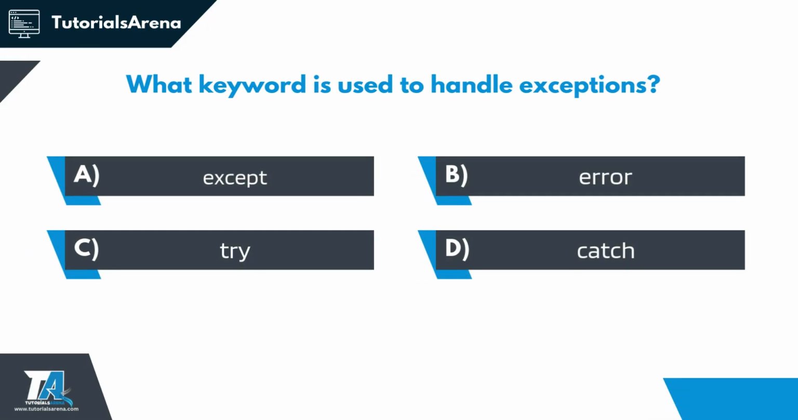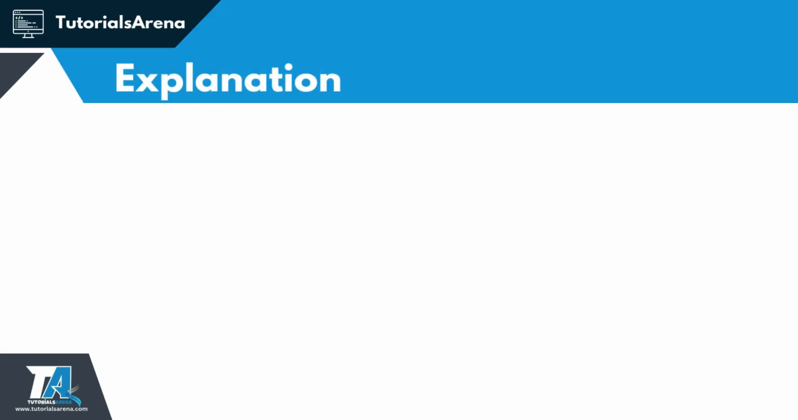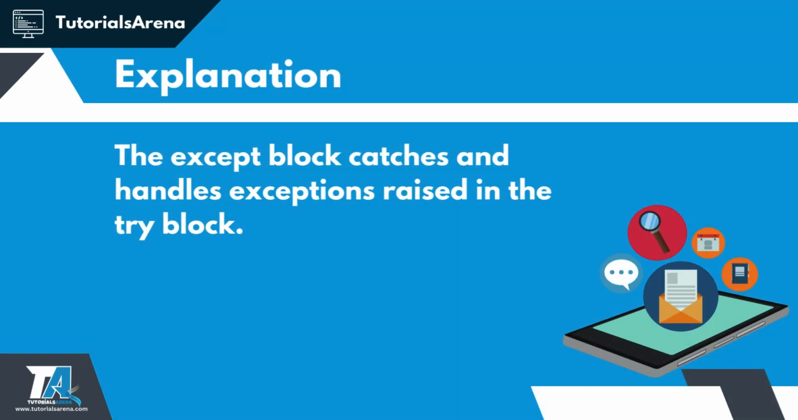What keyword is used to handle exceptions? The correct option is option A, except. The except block catches and handles exceptions raised in the try block.